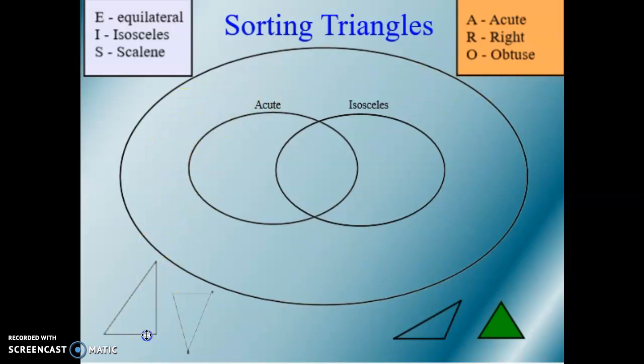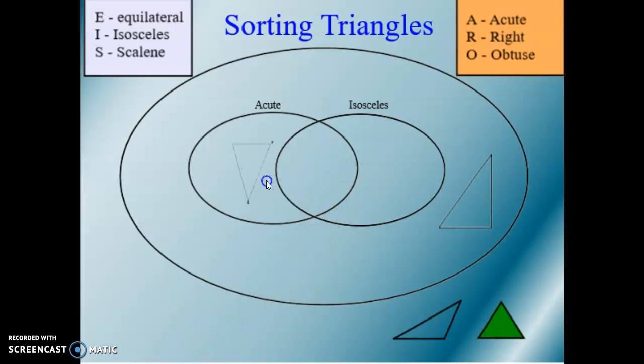All right, this triangle, let's move it up here. Is that an acute triangle? An acute triangle has to have 3 acute angles. No, it's not acute. Is it isosceles? Remember, isosceles means 2 equal sides. I'm looking at this length and this length and this length. No, this does not fit in either of those. It goes out here.